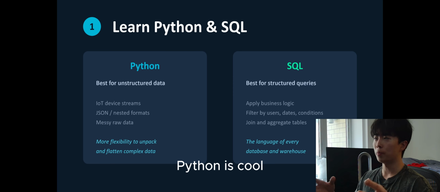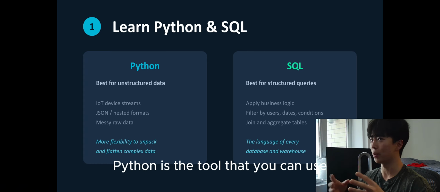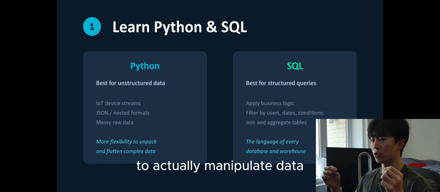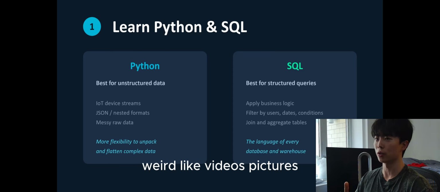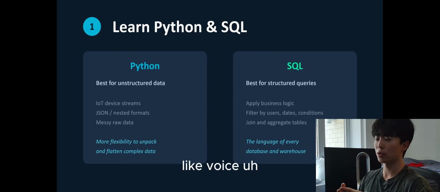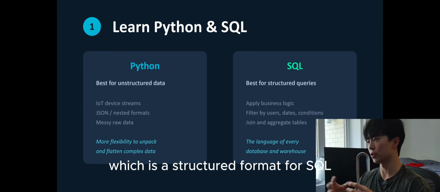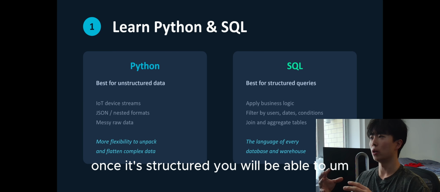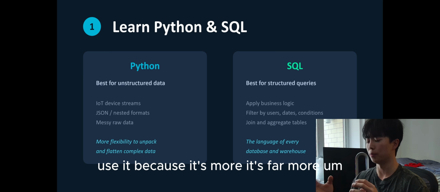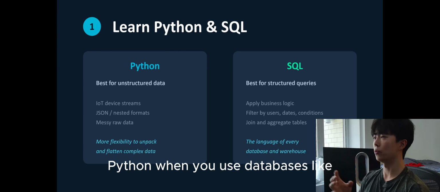As I mentioned, Python and SQL. When there's a lot of data coming in, more flexibility comes with Python. Python is the tool you can use to manipulate data that is really unstructured and weird, like videos, pictures, images, and voice memos. You can use Python to put it in a flattened, structured format. For SQL, once the data is structured, you will be able to use it, because the query is faster when you run it compared to Python when you use databases.